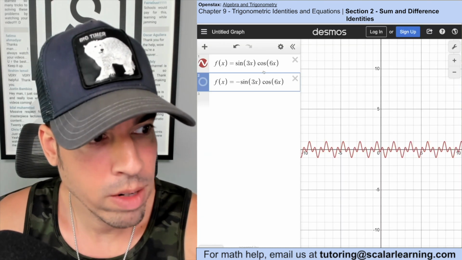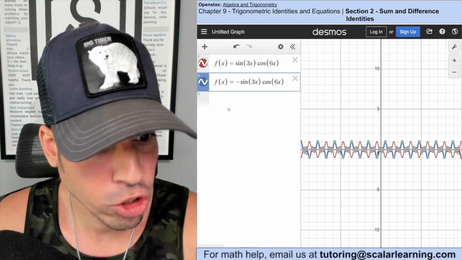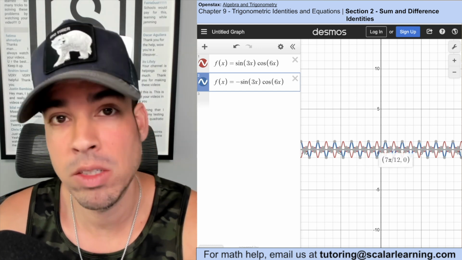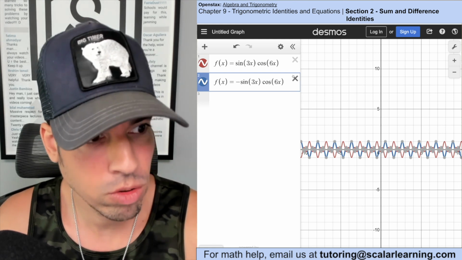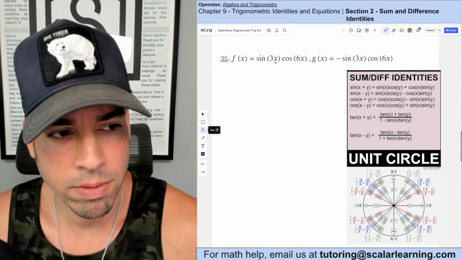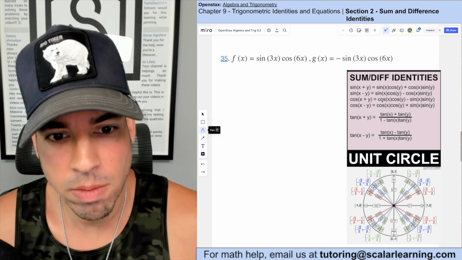So here's the red function, and here's the second function in blue. And you can see they're not the same. They don't match up. Okay, so now we have to find an equivalent second function. So let's do that now. To get our equivalent function, I want to use either a sum or difference formula.